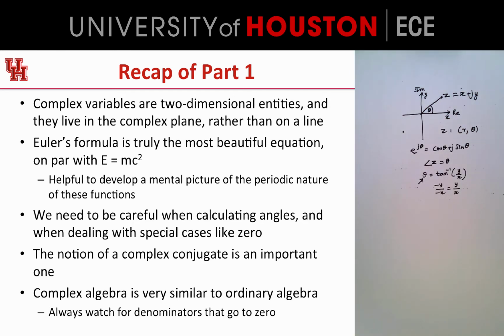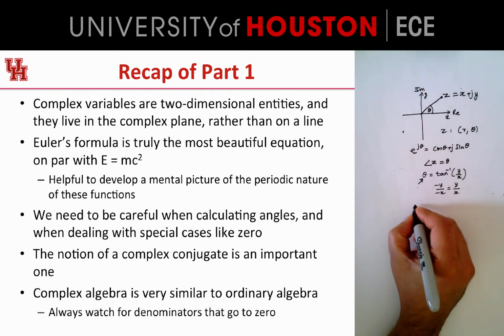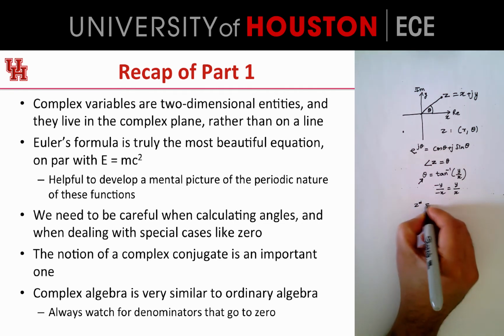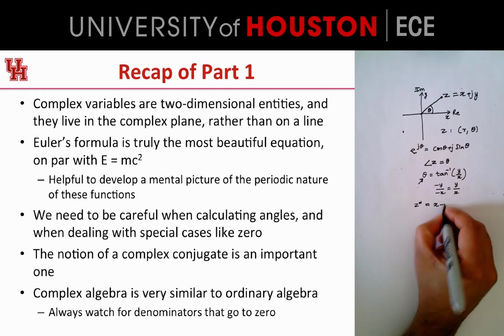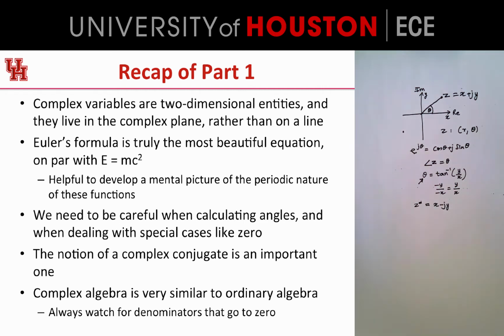Now, we also introduced the notion of a complex conjugate. So z star is the complex conjugate of z, which is x minus jy. Okay. Now, for the most part, complex algebra looks and feels just like ordinary algebra, except you need to keep in mind what's under the hood, right?